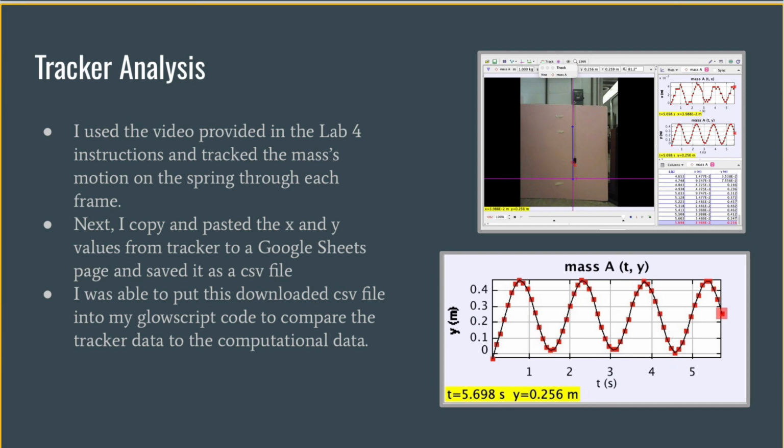So for my Tracker analysis, I used the video provided in the Lab 4 instructions, and I tracked the mass's motion on the spring through each frame in Tracker after it had been let go from the hand. After this, I copy and pasted the XY values I got into a Google Sheets page and saved all the values as a CSV file. This way I was able to download the file into my GlowScript code and create the GlowScript models that compared the Tracker data to the computational data.